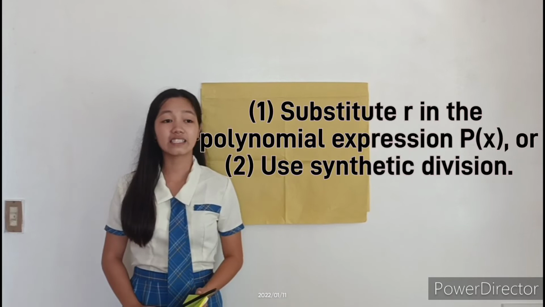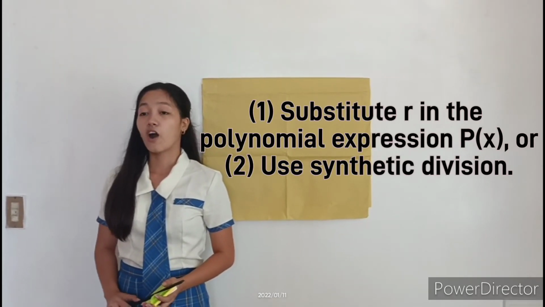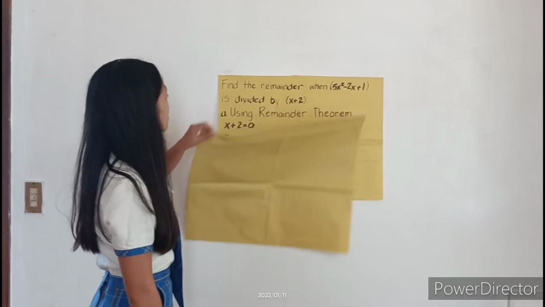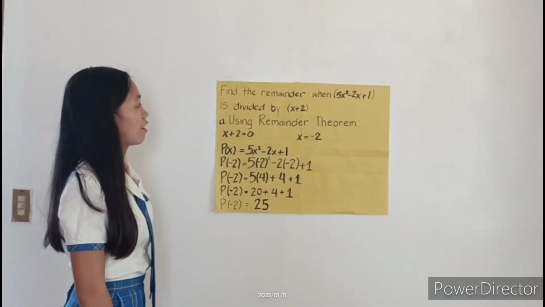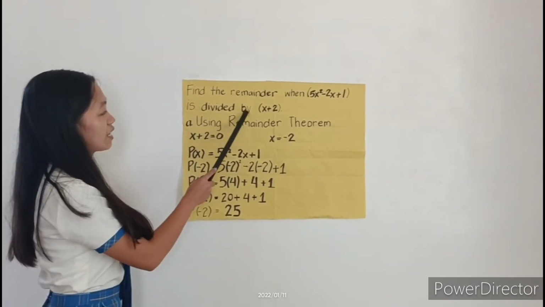Thus, there are two ways to find the remainder when p of x is divided by x minus r. That is, substitute r in a given polynomial expression or use synthetic division. Let's have our first example. Using remainder theorem, find the remainder when 5x squared minus 2x plus 1 is divided by x plus 2.